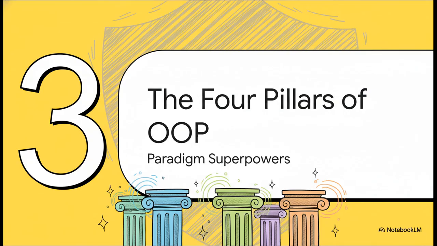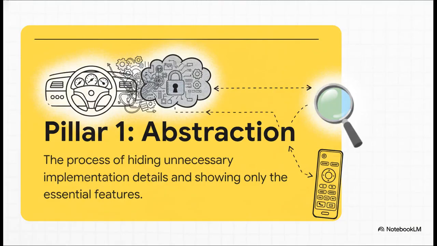Now we get to the really good stuff. This is the absolute core of OOP. These are the four fundamental principles. You can think of them as the pillars or even superpowers that give this whole paradigm its power. If you can get your head around these four, you really understand OOP. First up is abstraction. This one is all about simplicity.